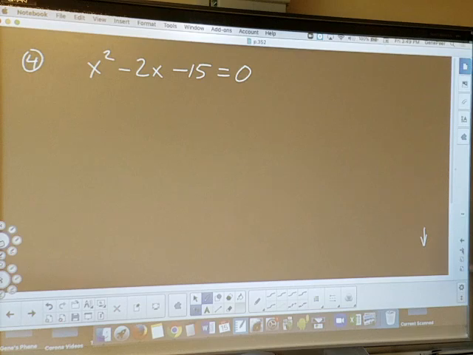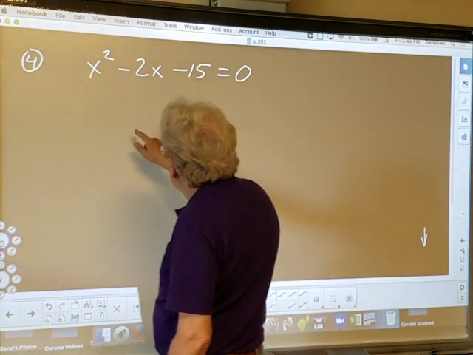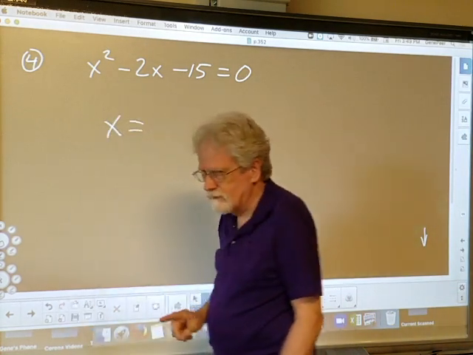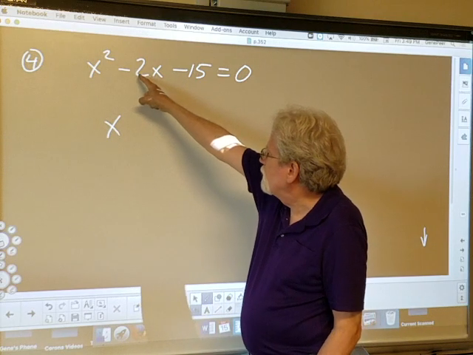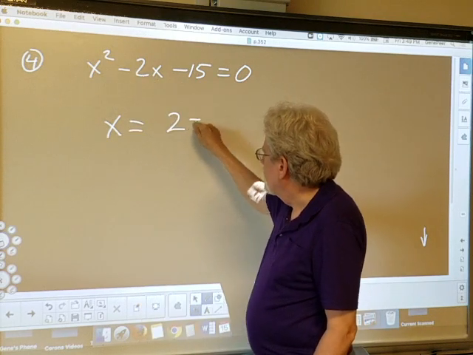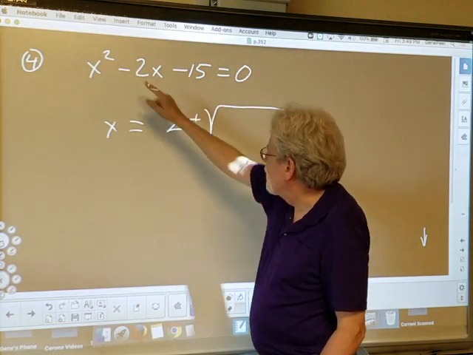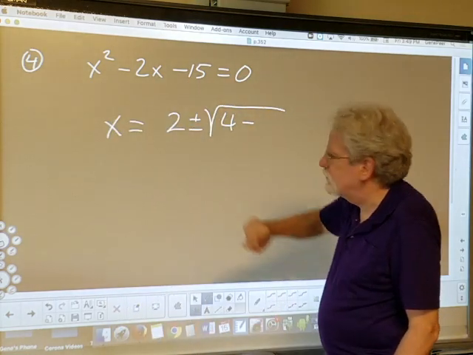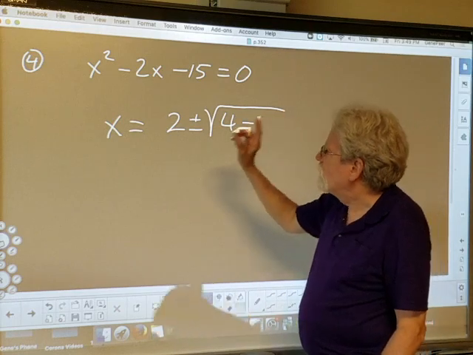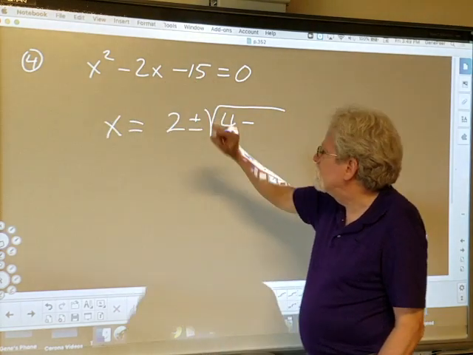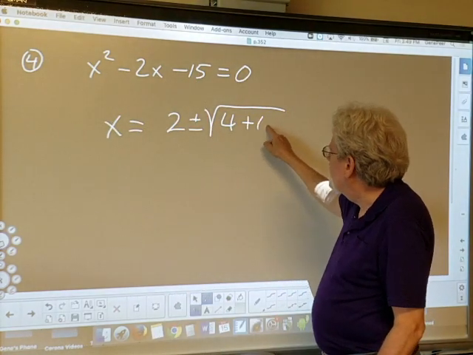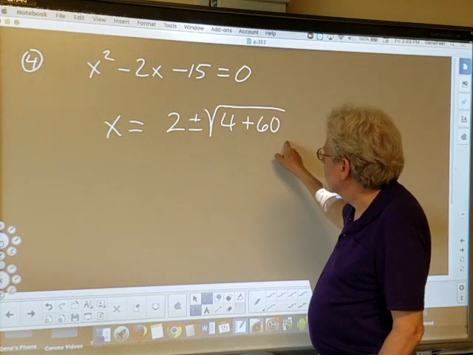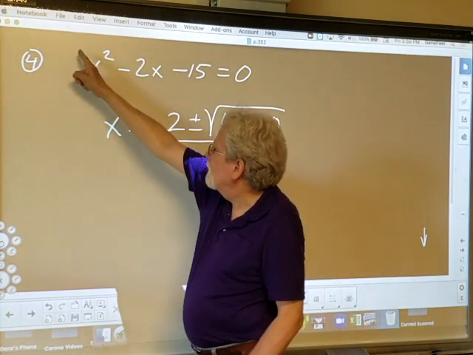We move on to number 4. So we have x equals the inverse of b. That'll be a positive 2. Plus or minus the square root of b squared. That'll be 4. Minus 4 times 1 times negative 15. Minus 4 times 1 times negative 15 becomes plus 60. Oh, that'll be nice. All over 2 times a.